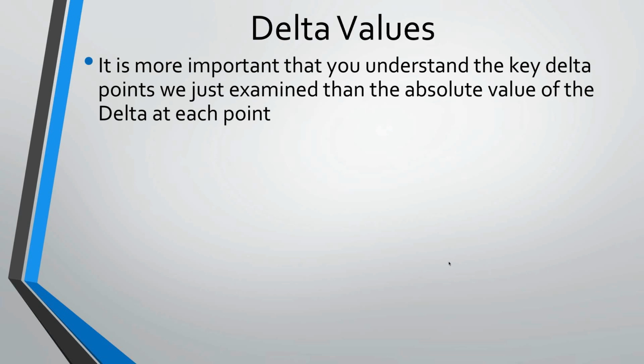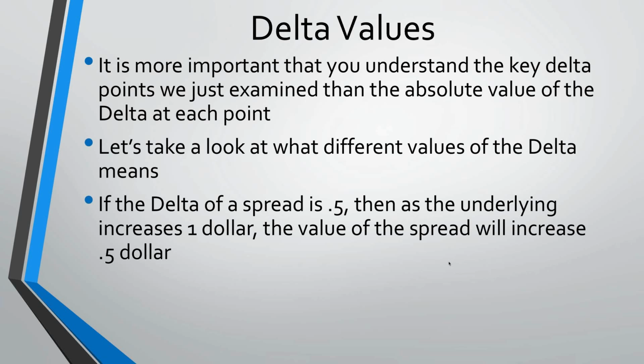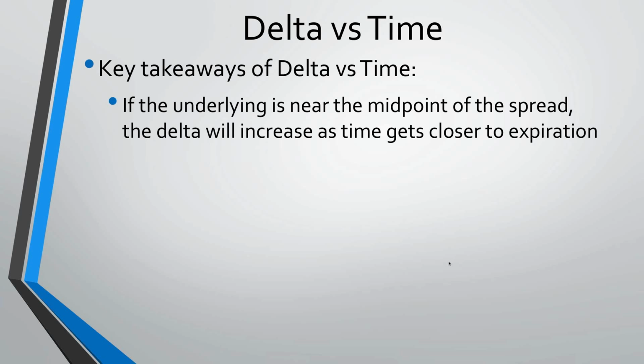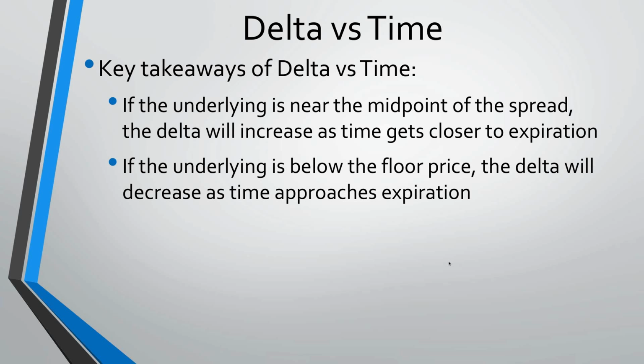So, where were we? All right, we've gone through all that. We were looking at how the delta was versus time, and the key takeaway that if the underlying is near the midpoint of the spread, the delta will increase as time gets closer to expiration. So the spread price has more significant moves near the middle of the spread as we get closer to expiration. Below the floor price, the delta will decrease as time approaches expiration, because you have less time for the spread to do anything.